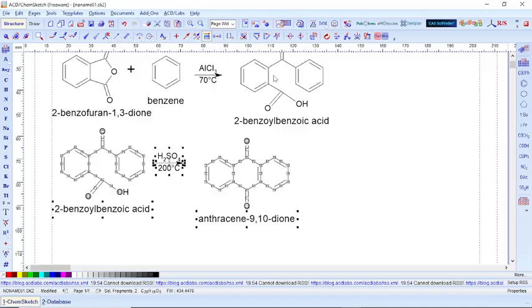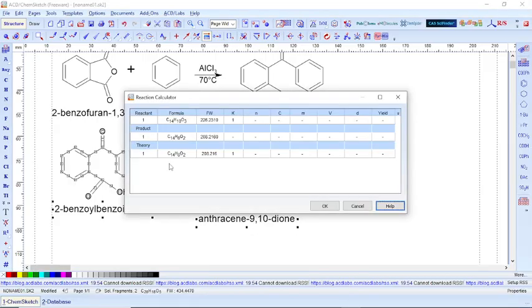Now, once you have clicked on reaction calculator, quickly take your cursor to that reaction arrow. It will show you the icon of the reaction calculator. Then click on that reaction arrow. Once you click on the reaction arrow, the platform for reaction calculator will appear. It will understand that there is one reactant and one product. So at the reactant part, I'm seeing one reactant.